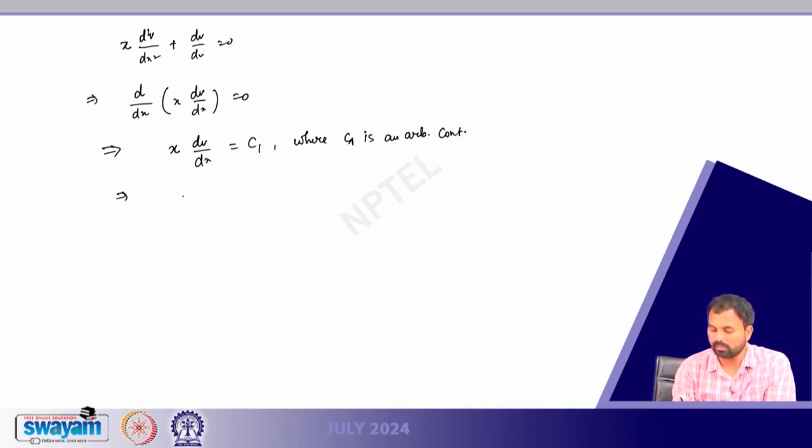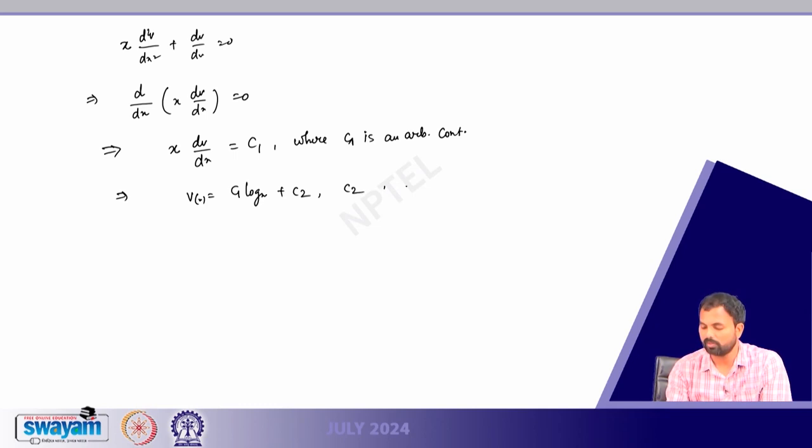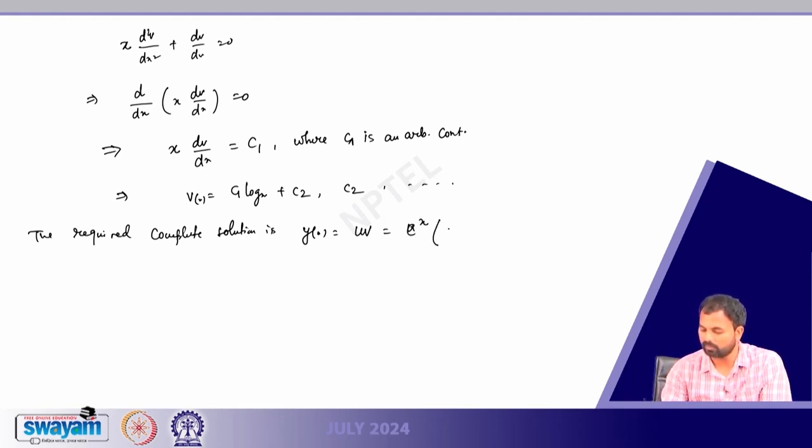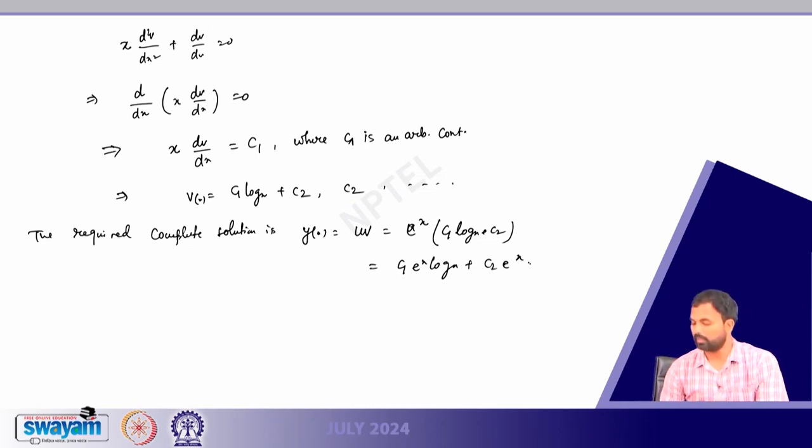Now, we can integrate further, and therefore, we will get v of x equals c 1 log of x plus c 2, where c 2 is also an arbitrary constant. Therefore, the required complete solution is y of x equals u v, right. So, u is what? e to the power x, and v is what? c 1 log of x plus c 2. So, this is c 1 e to the power x log x plus c 2 e to the power x, and this is the required solution.